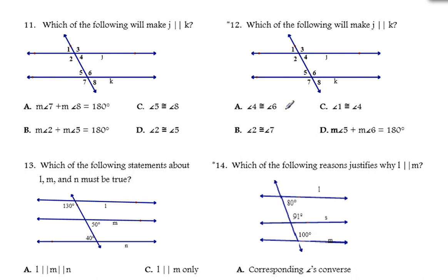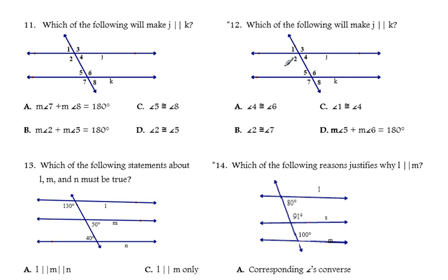So, angle 4 congruent to 6. Well, angle 4 and angle 6, if they're congruent, that doesn't prove that those lines are parallel, because 4 and 6 are consecutive interior, and consecutive interior angles are supposed to equal 180 degrees, not supposed to be congruent.